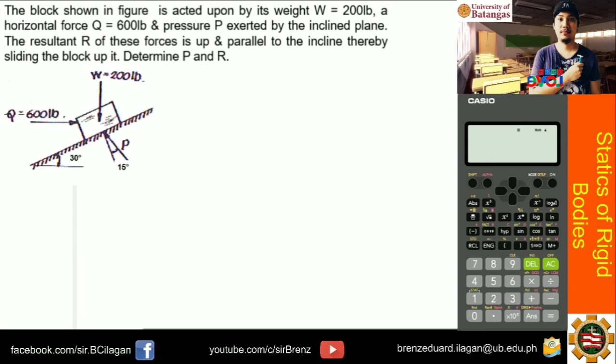Before that, let's read the problem and determine what it is asking for. The block shown in the figure below is acted upon by its weight W, which has a value of 200 pound, and a horizontal force Q, 600 pound, and pressure P, which is exerted by the inclined plane. The resultant R of these forces is up and parallel to the inclined surface, thereby sliding the block up it. So it goes this way. Determine the value of P and R.